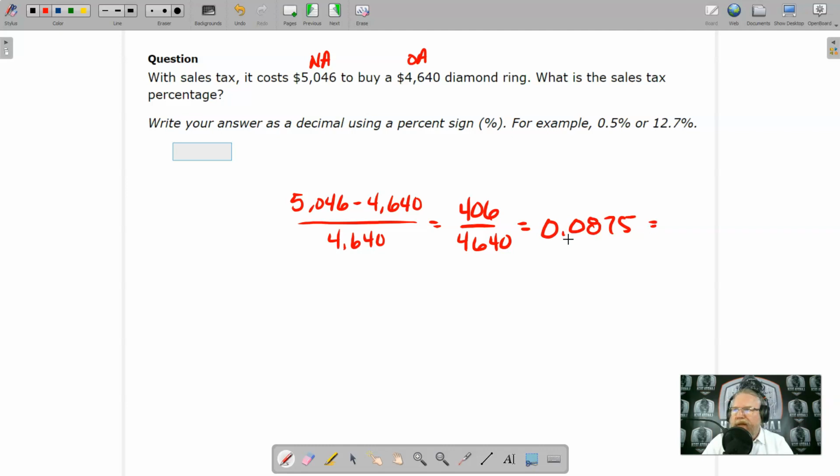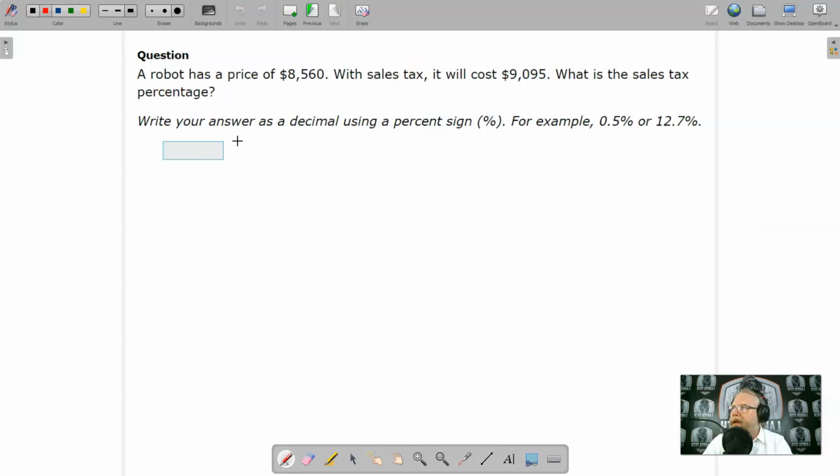0.0875. Let's move the decimal over 2 places to get 8.75%. Let's read the directions. Write your answer as a decimal using a percent sign. So they want the whole thing here, so we're going to put in 8.75%. Always be really careful to pay attention to what form they want the answer in. And here they want the entire thing. No rounding involved.